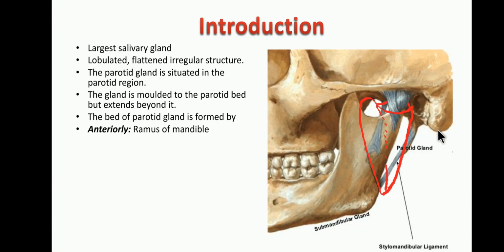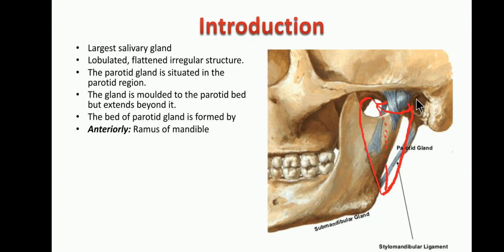Posteriorly, in the same way, it is molded to the mastoid process and the structures emerging from it. From the external surface you have the sternomastoid muscle. From the deeper aspect of the mastoid process you have the posterior belly of digastric. So that will form the posterior limit.